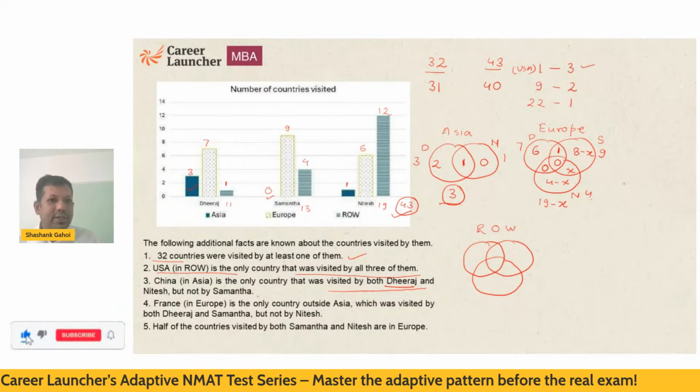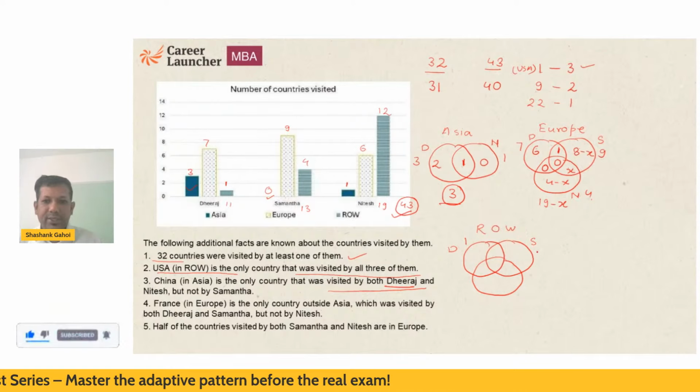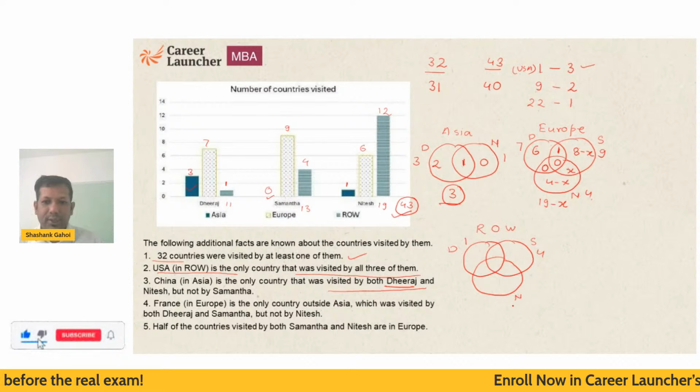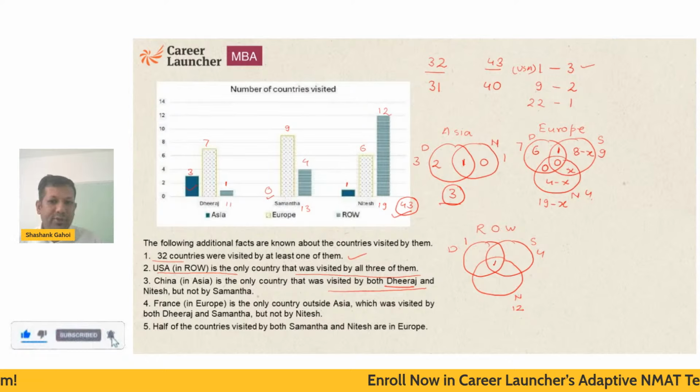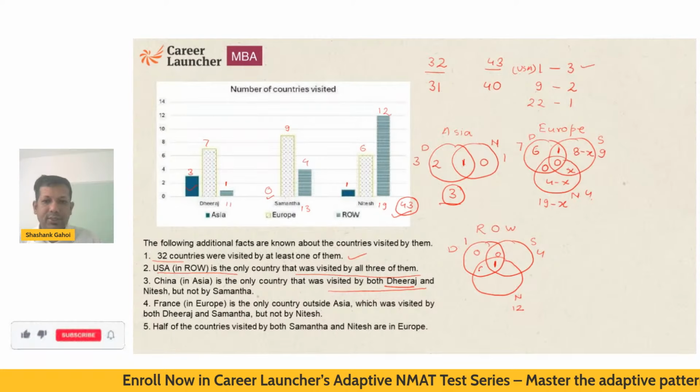In the rest of the world, it is 1, that is Dheeraj. Then we have Samantha, who has 4. And then we have Nitesh, who has 12. All 3 of them is 1, that is USA. So this is 0, this is 0, this is 0. Already got.